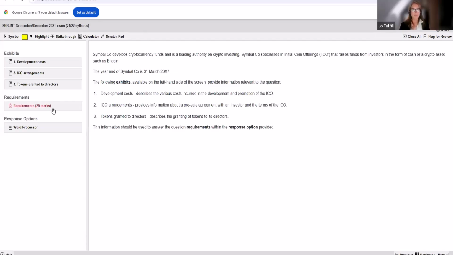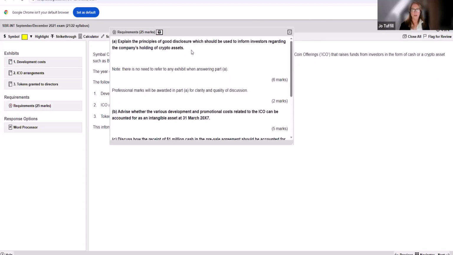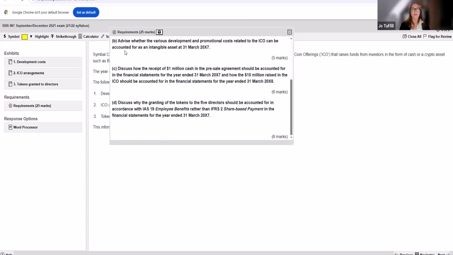So then we have a look at the requirements. And here are the requirements. I'm not doing part A, it's about disclosure. I'm doing part B, C, and D. So we advise the various development and promotional costs related to the ICO can be accounted for as an intangible asset. Brilliant. It's asked about intangible assets. So you should be thinking, IAS 38, when can you capitalize an intangible asset? When you've got future economic benefits and when you can reliably measure it. That's the clear thing that comes from it. Have you got contractual rights to it and you've got future economic benefits?